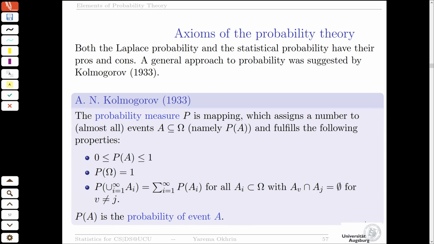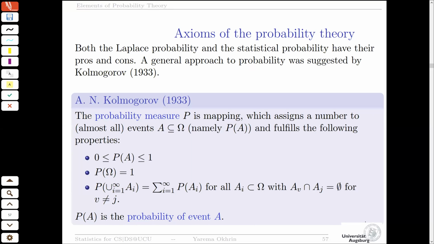in a typical mathematical style, with some formulas. The probability intuitively should be between 0 and 1. Any probability is between 0% and 100%. The probability of a certain event, omega, is always 1. And if you unite disjoint events, then the probability of every single element can be added together to a joint probability.